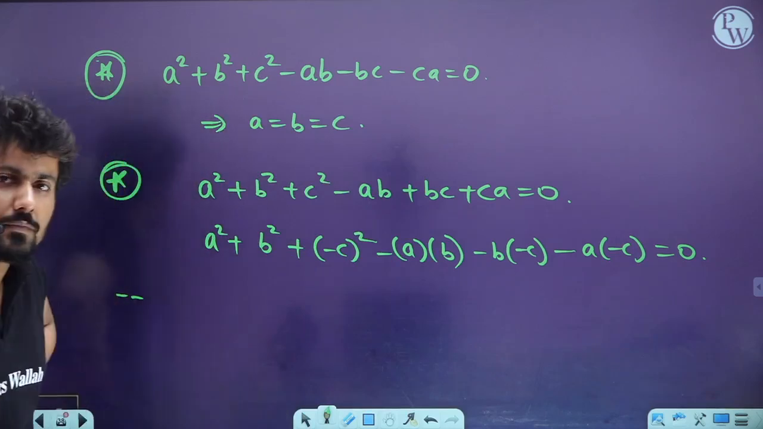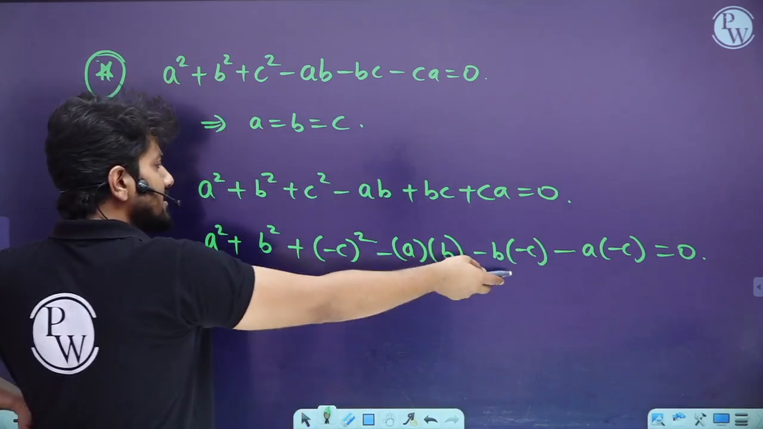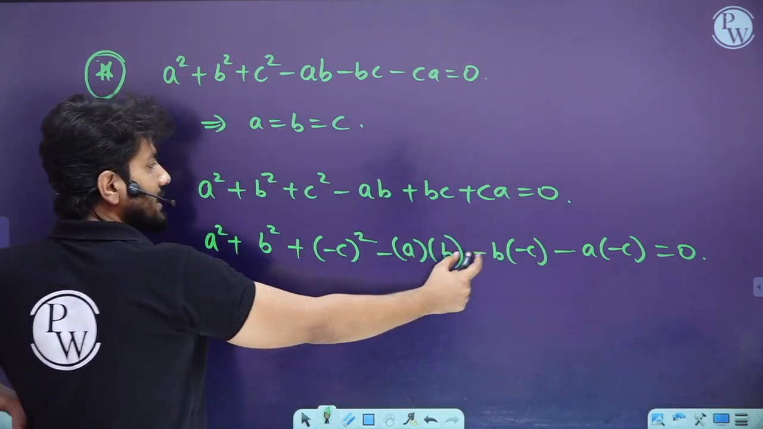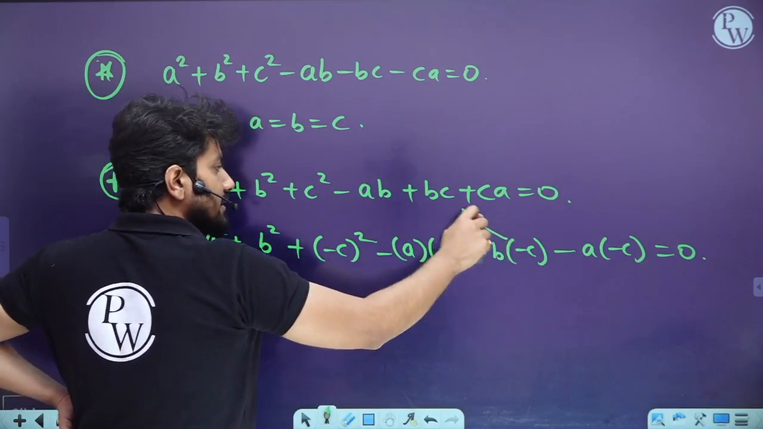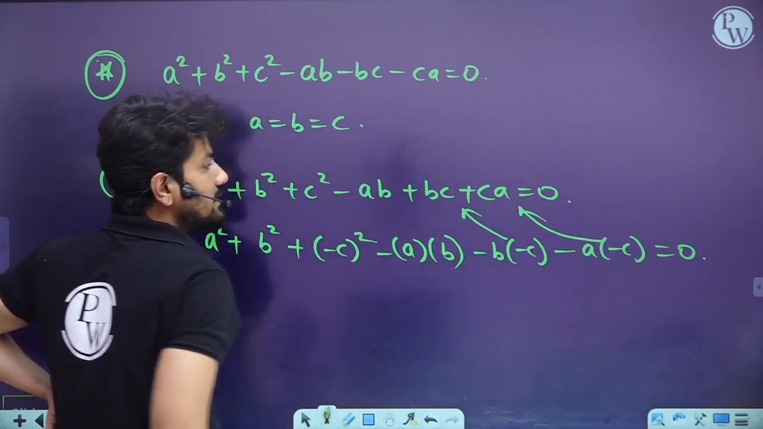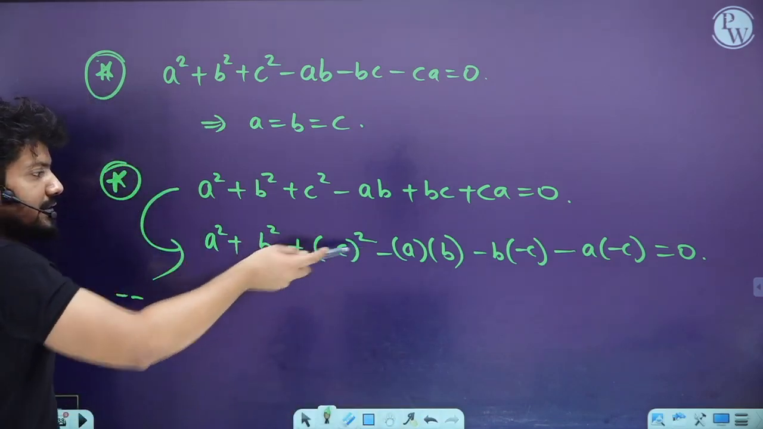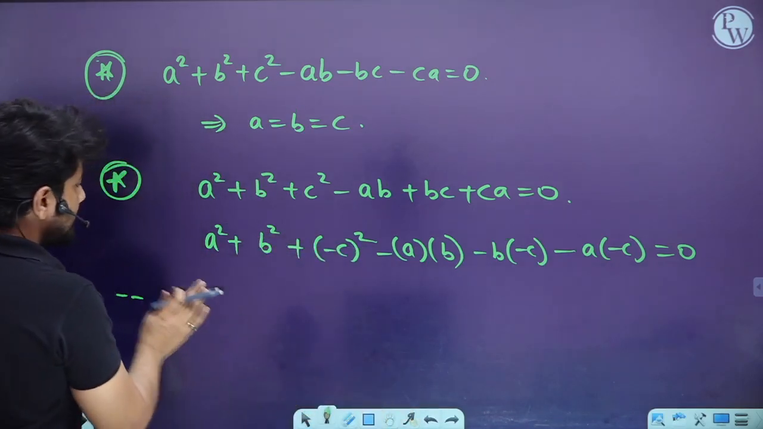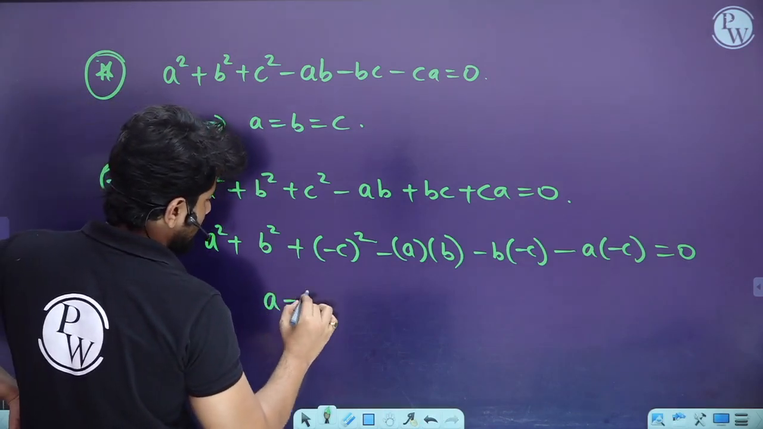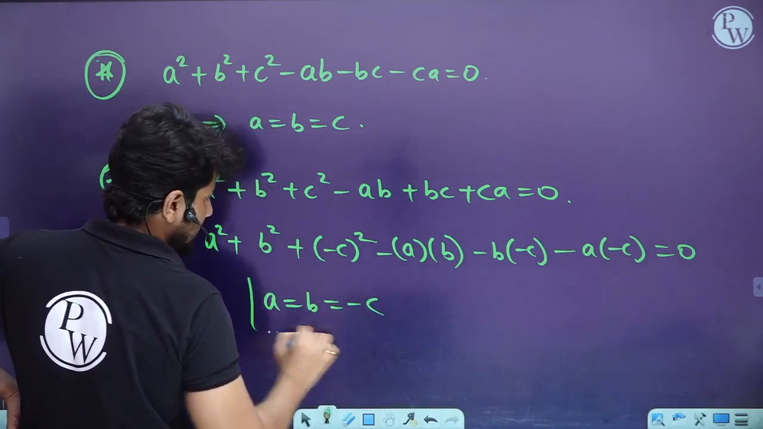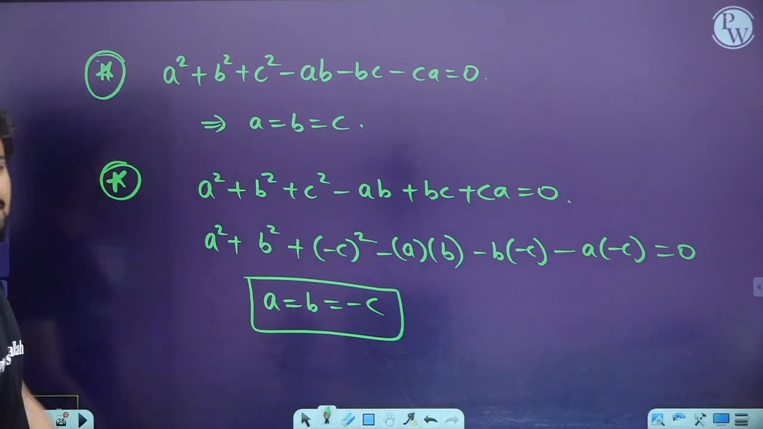is equal to 0. So now this is the same thing, right? We have minus ab, but here we have plus bc, here we have plus ca is equal to 0. So simply, if you replace c by minus c, we get this. So what's the relation between abc? Now my final answer, a is equal to b is equal to minus c. This is the relation between abc.